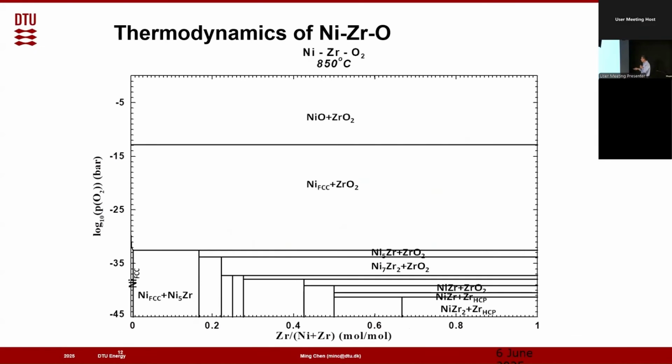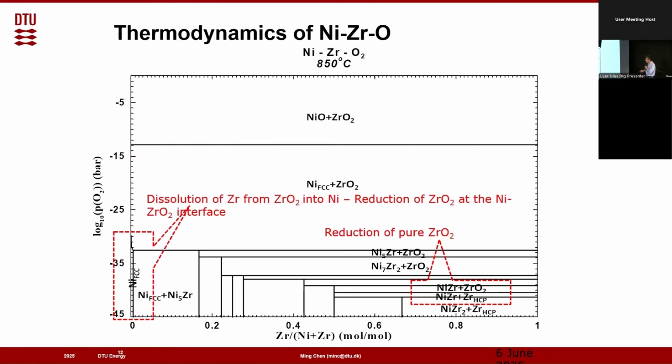Then we try to use thermodynamics to understand this. This is the first time, it was 10 years ago, we used a simple nickel-zirconium-oxygen phase diagram, and we calculate at what condition pure zirconia can be reduced. You can see it is at a very low oxygen partial pressure. This cannot be reached in our electrolysis cell. So this mechanism does not count.